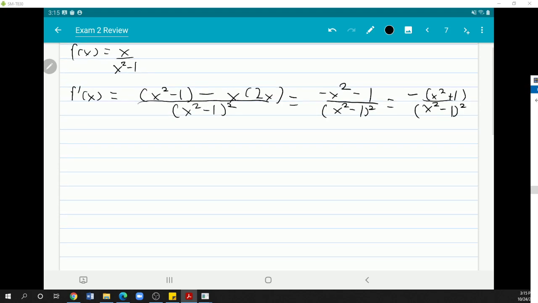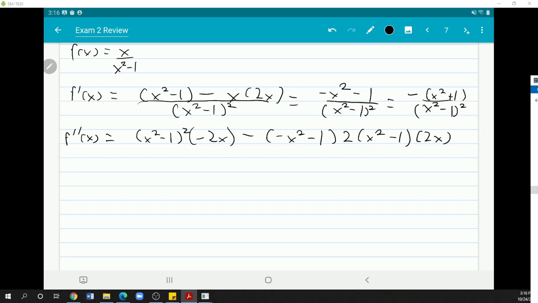Okay, so next, f prime prime of x, same deal. Low d high, so x squared minus 1 squared times the derivative of the top, which is going to be minus 2x, minus high d low, and I already kept this minus here, so I should keep it the whole way through, minus x squared minus 1 times the derivative of the bottom, which is 2 times x squared minus 1 times 2x, all divided by x squared minus 1 to the fourth.